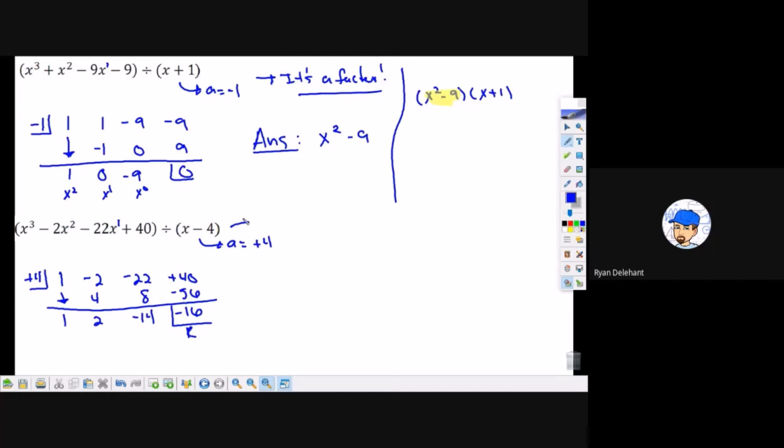So this is not a factor, but we still need to write the answer here. So the answer from this division, x to the 0, x to the first, x squared. So we're going to get 1x squared plus 2x minus 14. Now we need to do that remainder as a fraction. So whatever's left here is the remainder. So this number goes on top. And what we divided by goes on the bottom as the denominator. So that's going to be the x minus 4.